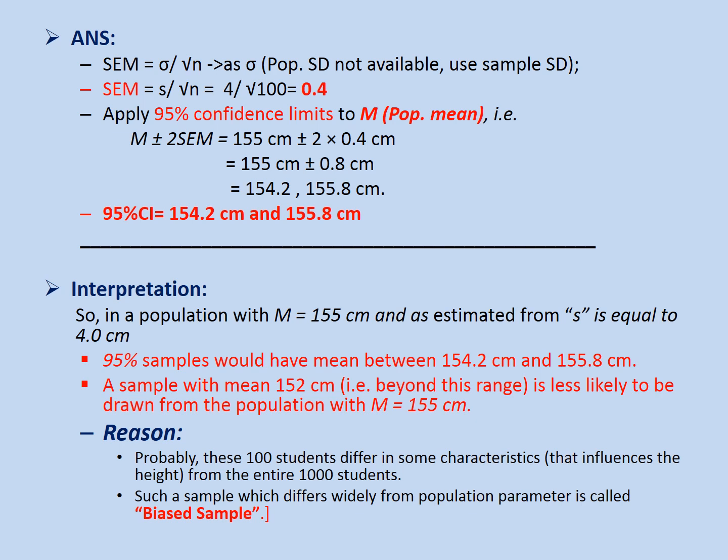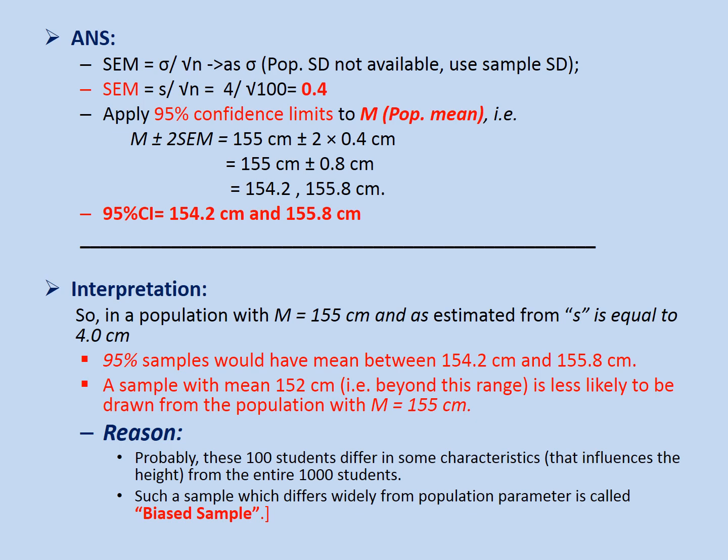First step, we have to calculate the standard error of mean. How can we calculate it? The formula is population standard deviation, that is sigma, divided by under root n, where n means sample size. As in this situation we don't know the population standard deviation, we can replace it with the sample standard deviation. So the standard deviation of the 100 students is 4, divided by under root n, where sample size is 100. So 4 divided by under root 100 means 4 divided by 10, which is equal to 0.4. So the standard error of mean in this example is 0.4.